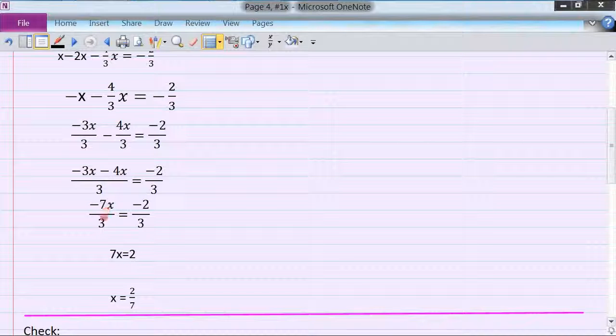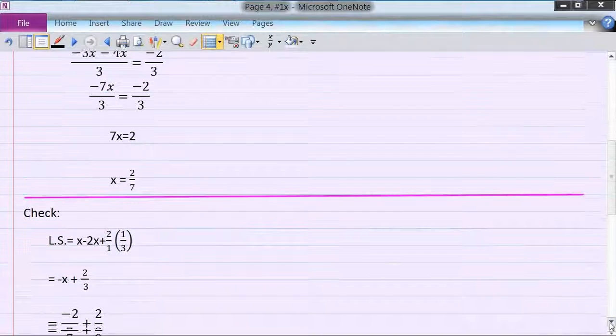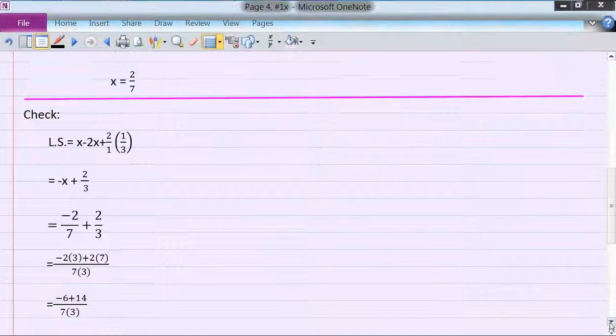If minus 7x is equal to minus 2, and the denominators are the same, another way of doing it is just to say the 7x equals 2. So you can do it in a number of ways. You can multiply both sides by 3, or you could multiply both sides by minus 3. You'll still come out to this term here. And when we solve that, we get x equals 2/7.